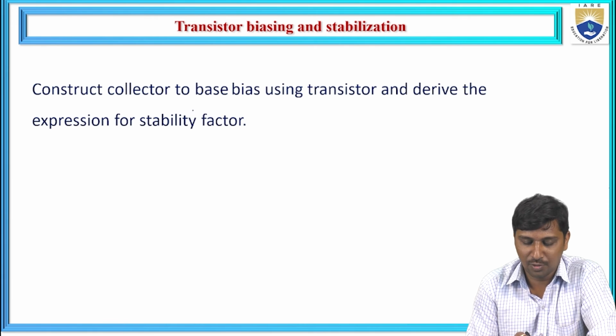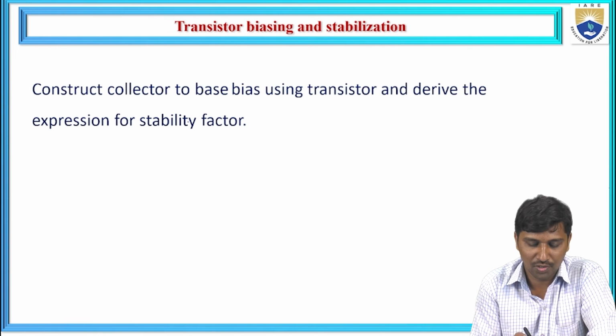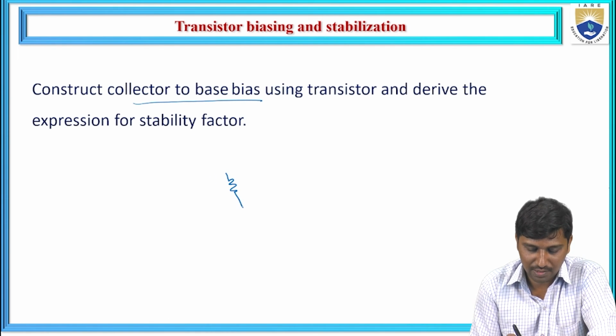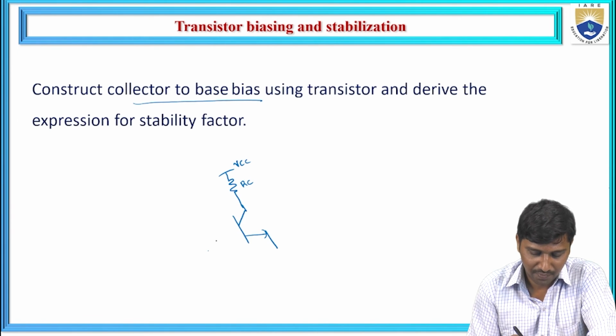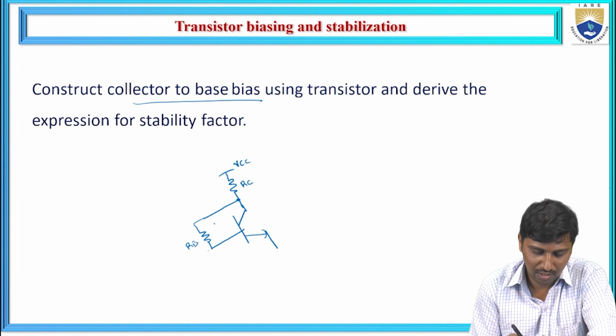Then construct the collector to base bias using the transistor and derive the expression for stability factor. So for this case, first you draw the circuit for collector to base bias transistor, like this. It is biased with VCC, RC, and it is connected to the collector. And collector to base bias means a resistance is connected from collector to base. This is RB, and here it carries the IB current. So here, IB plus IC current flows.